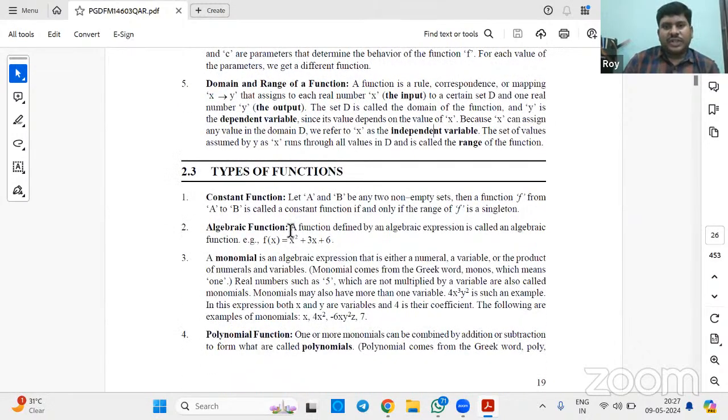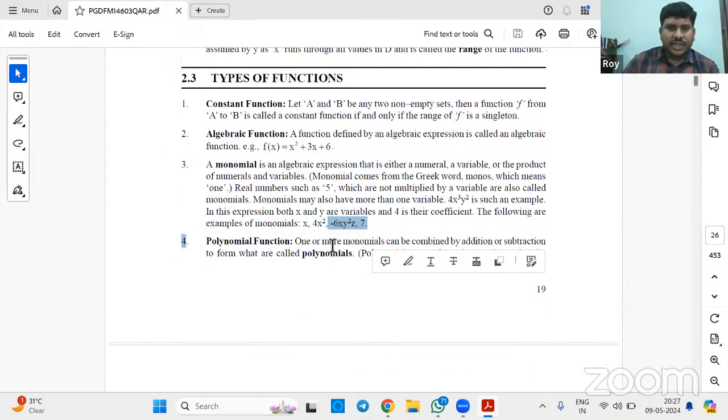What are the types of functions? I will go fast. Constant function, right? Any non-empty sets will be there. And the algebraic function is defined as called an algebraic function. This is how the algebraic function will come. And the constant function, it is denoted with a small f. Monomial function, 4x square, functions like these will be there.